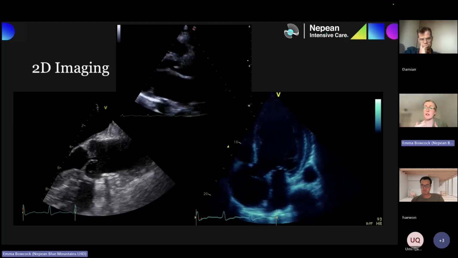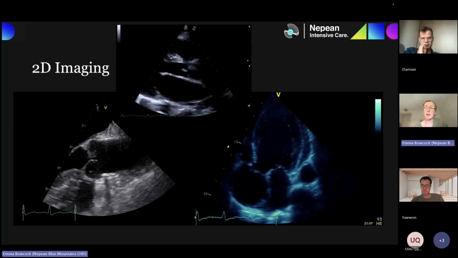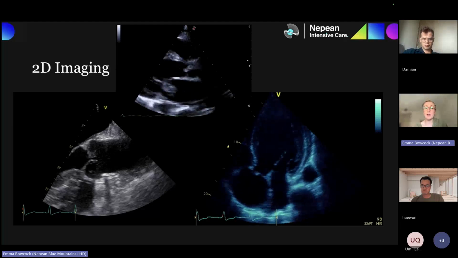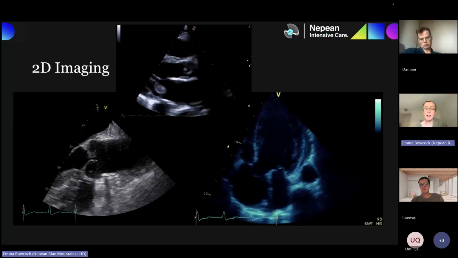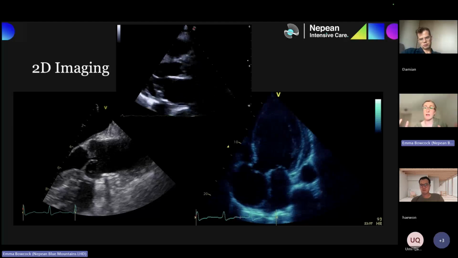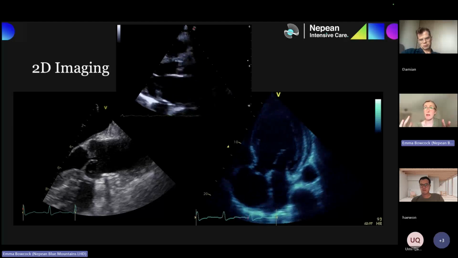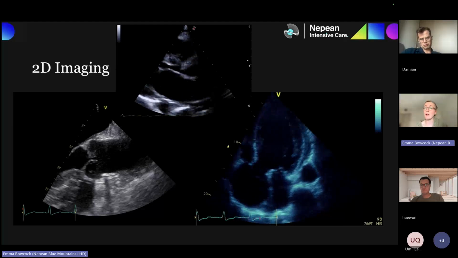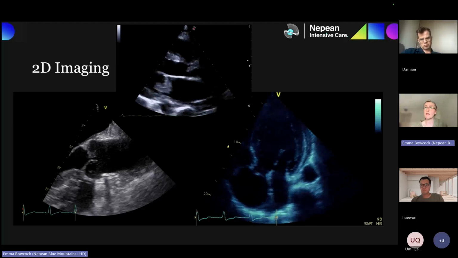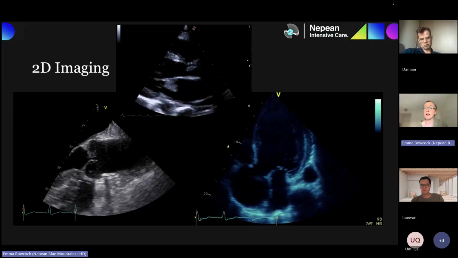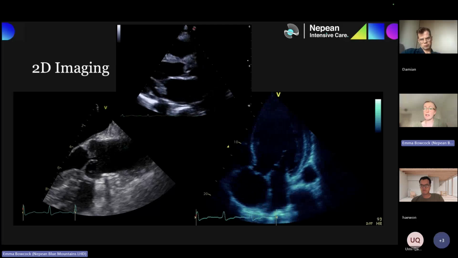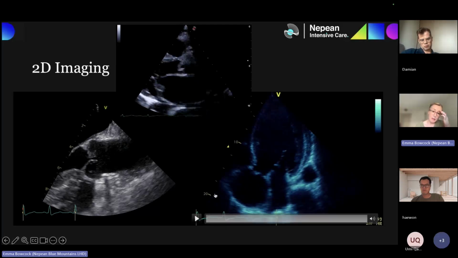A common question in exams might be, tell me how you differentiate acute from chronic AR. And so I'd like you to come away from this session knowing that's one of the main take homes, really, the things that we look for to differentiate acute from chronic. So that's one of the things: lack of chamber remodeling in acute AR. So you tend not to see that big dilated LV and left atrium like you would in chronic.